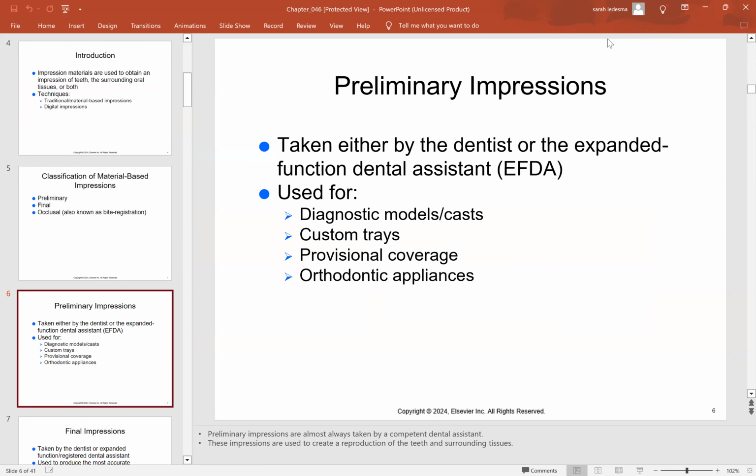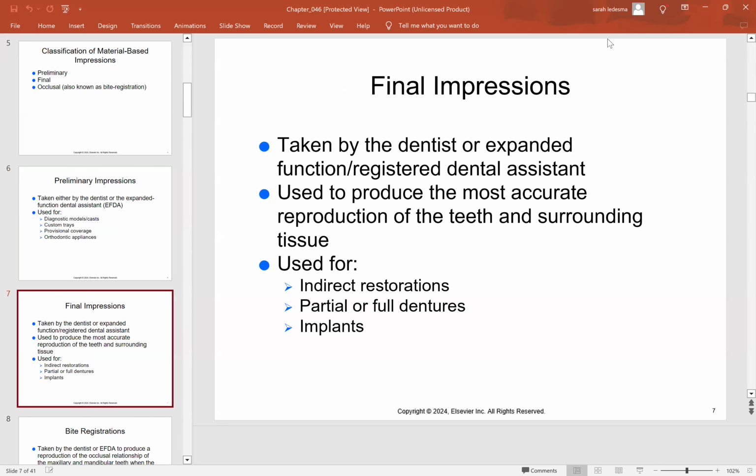With our preliminary impressions, these are going to be taken either by the dentist or an AFTA, and we're going to use these for diagnostic models and casts, custom trays, provisional coverage, and our orthodontic appliances. Our final impressions are going to be taken by the dentist, the AFTA, or a registered dental assistant, and these are used to produce the most accurate reproduction of the teeth and the surrounding tissue. We use these for our indirect restorations, partial or full dentures, and our implant cases.